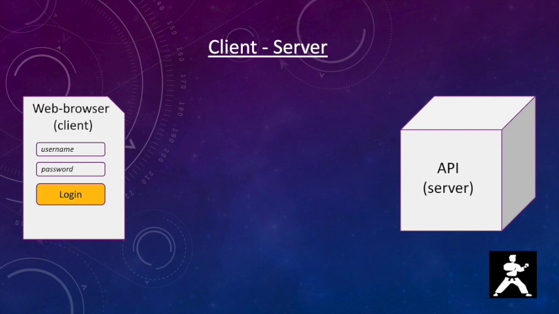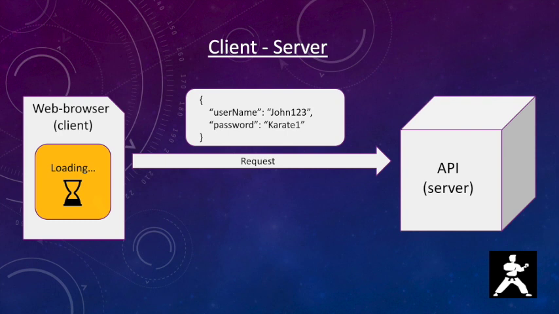So let's look at a very typical example of what is happening in the background when on your web browser you have, for example, a simple username and password field. So you type username John123 and password Karate1. Then you click on login button, and right after that, our browser sends an API request to our server with this information. So we see the body: username John and password Karate123.